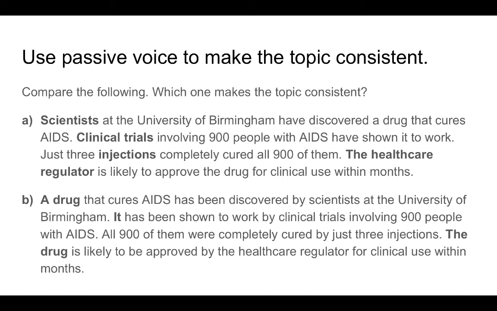When you look at the topic of each sentence, you see that in A, they kind of bump around from topic to topic. Each of the bolded text is different. But when you look at B, you see it's relatively consistent. A drug, it, the drug, with the exception of the one sentence, of course. But what we see is a more consistent topic, and the way that it was done was through passive voice. A drug has been discovered by scientists. It has been shown. The drug is likely to be approved by the healthcare regulator. So it's in passive voice, but what it helped do was make the topic more consistent.